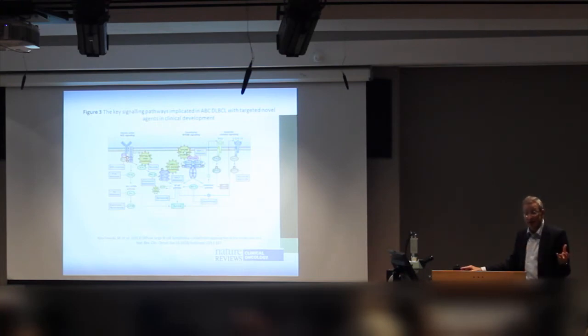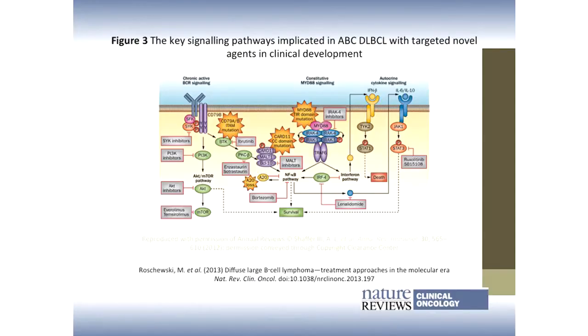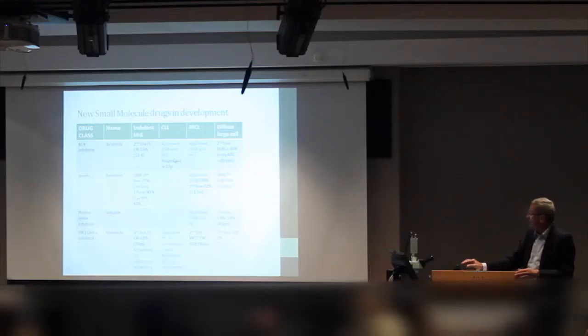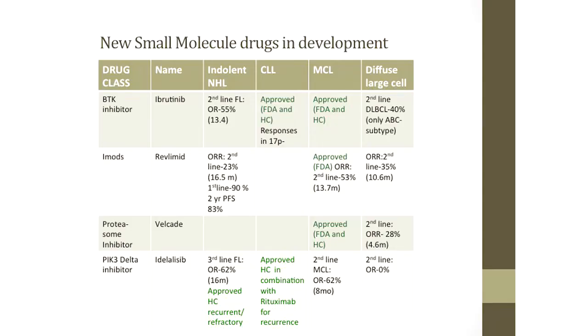And these actually have been developed. There's a number of these different drugs. These squares show the drugs that are actually in development working on these different mutations. This table here shows the four most important drugs that are most advanced now in clinical development. Ibrutinib tackles this MYD88 or BTK hyperactivity. It's been approved in a number of indications. Revlimid is very important. Velcade and idelalisib, which is another very important drug, which attacks one of those molecules that is mutated.